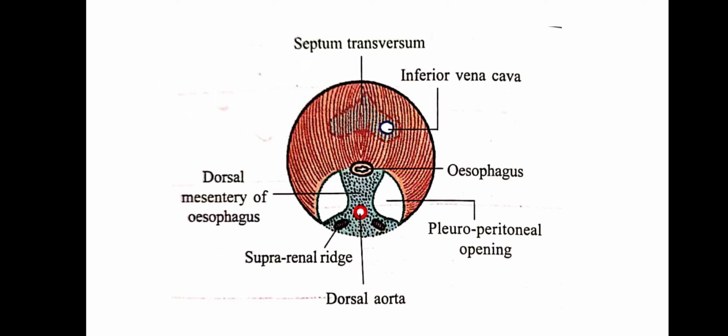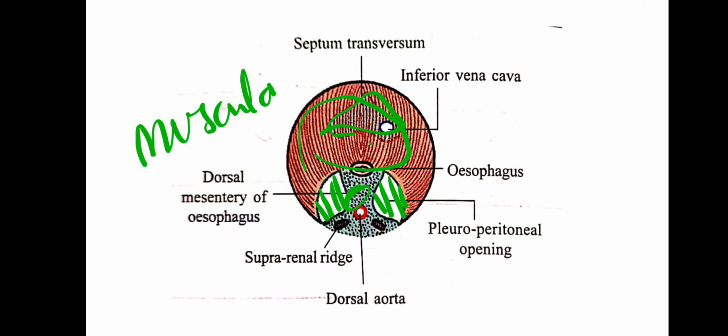So finally we have the septum transversum forming the central tendon part. So the pleuropericardial opening is closed by the pleuropericardial membrane, and we have the pleuroperitoneal membrane closing the pleuroperitoneal opening. Okay, and here we can see the dorsal mesentery of the esophagus contributing to the crural part. But from where does this muscular part develop? This radial muscle fibers, this muscular part, where does it develop from?